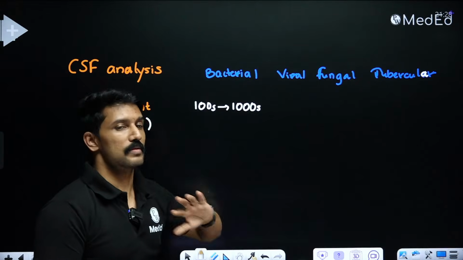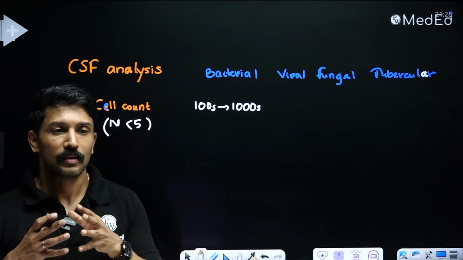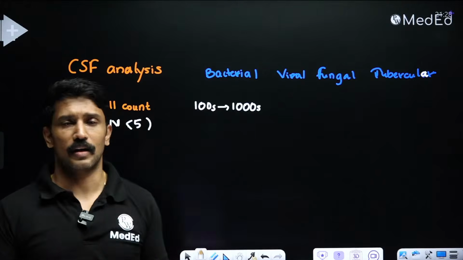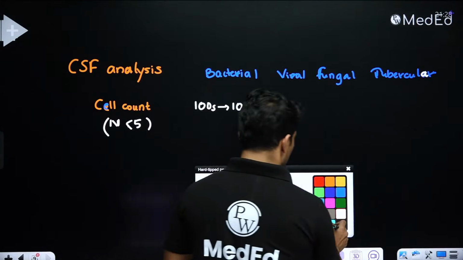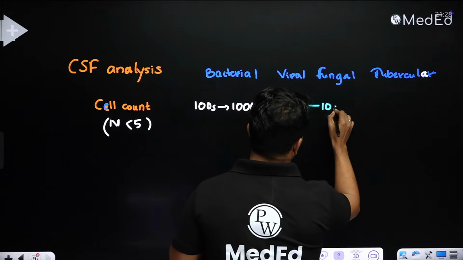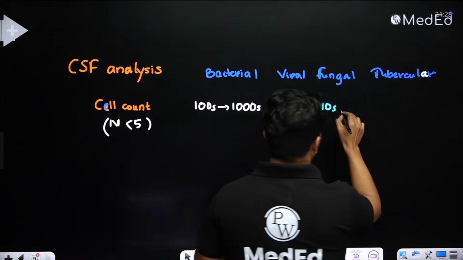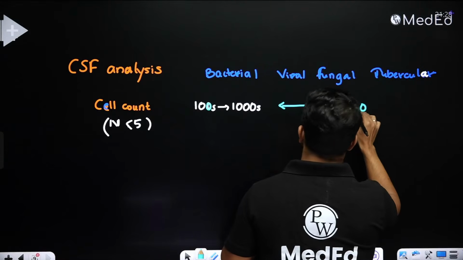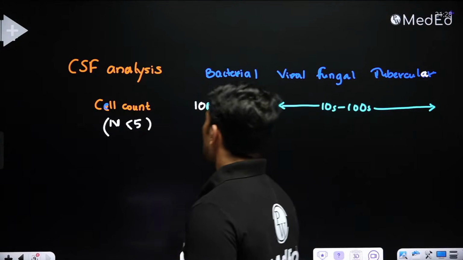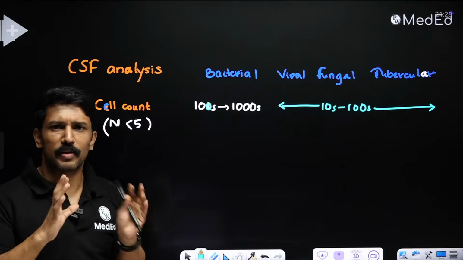So when you see thousands, most likely it is going to be bacterial. We don't see the cell count in terms of thousands in viral, fungal and tubercular, quite unlikely. So viral, fungal and tubercular will be in the range of tens, meaning 10, 20, 30, 40, 50, 65, 70 like that, or 100, 200, 300, but not in terms of thousands. So if I get a cell count in thousands, it is highly suggestive of bacterial. So there itself I may get a clue.